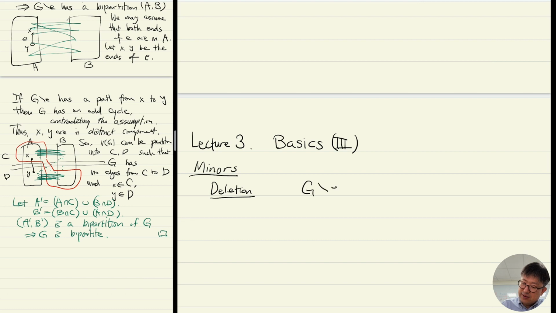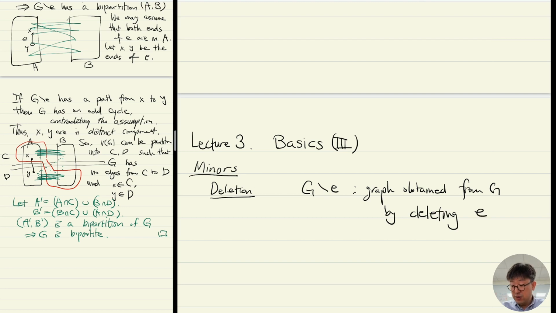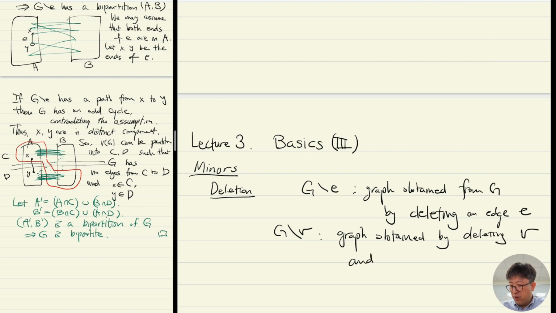So we write G backslash E to denote the graph obtained from G by deleting E. So E is an edge, right? Deleting an edge E, and when you have a vertex V, then this is a graph obtained by deleting V and all edges incident with V.